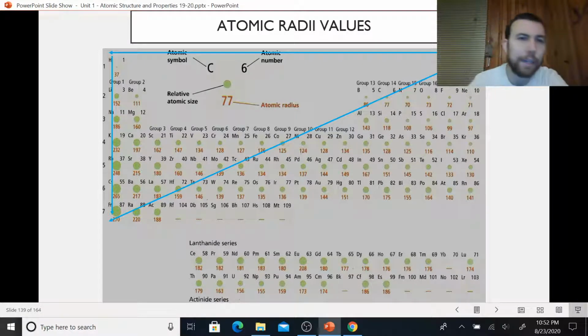Now, if we look at it from the other direction, in the second row, neon's at 71, fluorine 72, oxygen 73. We've got nitrogen, which doesn't fit our trend, but it's 70, then carbon 77, boron 86, beryllium 111, and then lithium 152. So we see that general trend: as we go from right to left, the radius gets larger.